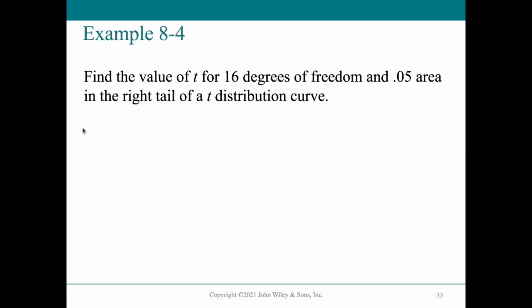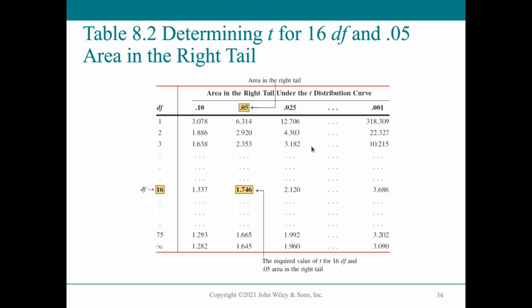So let's have an example. What's the value of t for 16 degrees of freedom with a 0.05 area in the right tail of a t distribution curve? Now, this is how we read the t distribution table. This is available at the back of the textbooks and also available during exams. Unlike the z distribution or the normal distribution table, where the values of z are given as the anchors, the headers of the table, and the cells, or the data inside the table, are the area beneath that particular point.